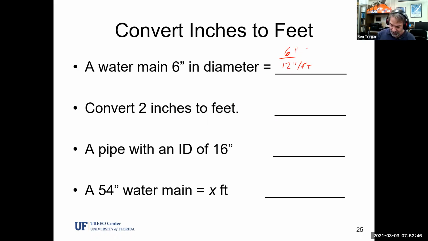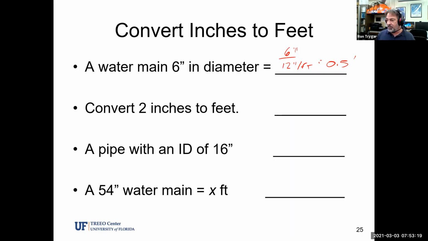So 6 divided by 12, I get an answer of 0.5 feet. Hopefully you can see how that came out on my calculator, and that you see a corresponding number. Many people say, well, I know that 6 inches is half a foot, so it's 0.6. Well, that would be incorrect. It's not actually 0.6, it's 0.5. A half of something is considered 0.5. So that would be the correct answer for a 6-inch water main.